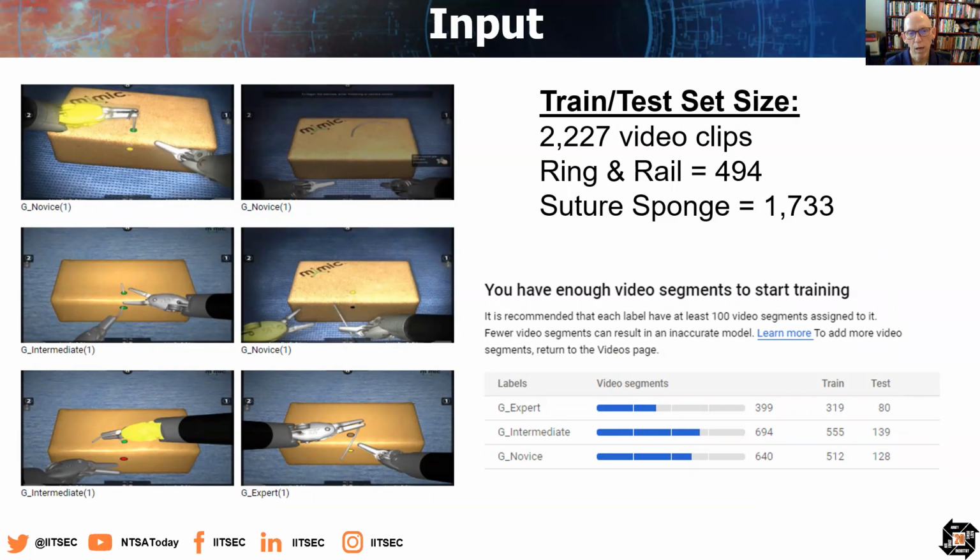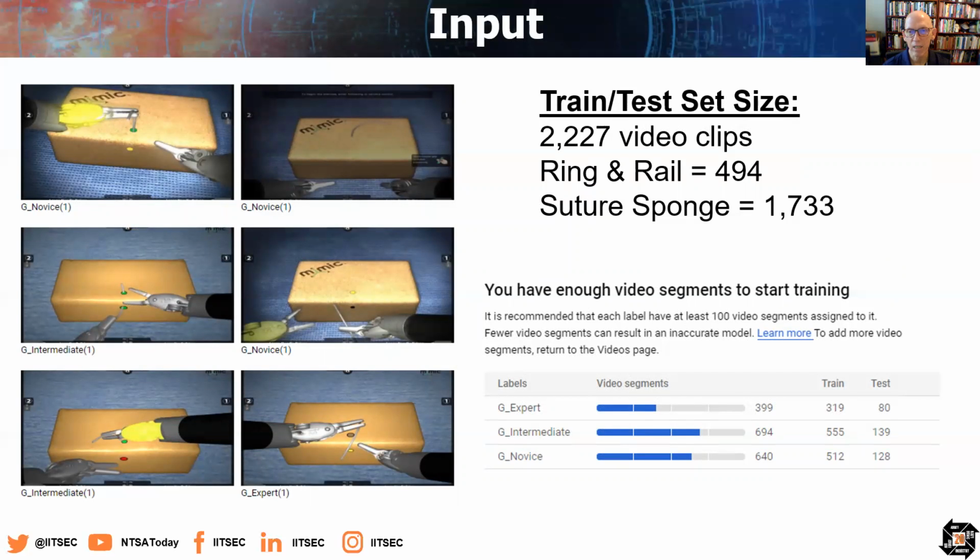When you load up all of the suture sponge exercises, for example, the first thing that the Google software does is count the number of instances of videos that were labeled as expert, intermediate, and novice, or 3 classes, to determine if you have enough of each to perform training. And in this case, we actually needed at least 100 video segments in each of those categories. And we had well over that number to do the training that we needed to do.